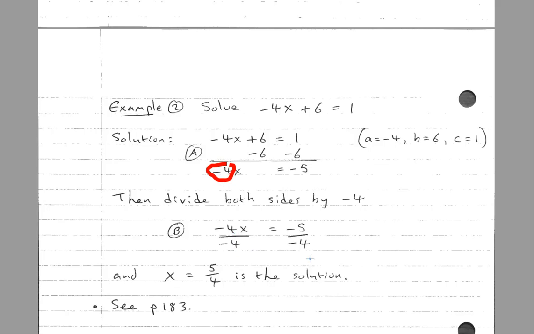Doing that here, -4x divided by -4 is 1x. And -5 divided by -4, remember, negative divided by negative is positive, so we can simplify this to 5 over 4. As a mixed number, it would be 1 1/4. But this is fine. x equals 5/4.